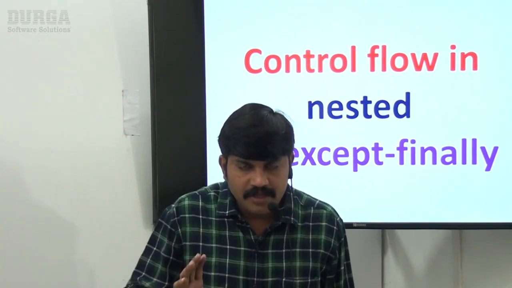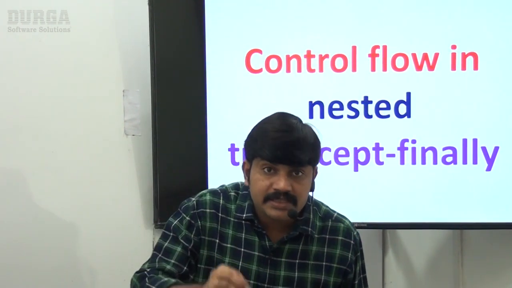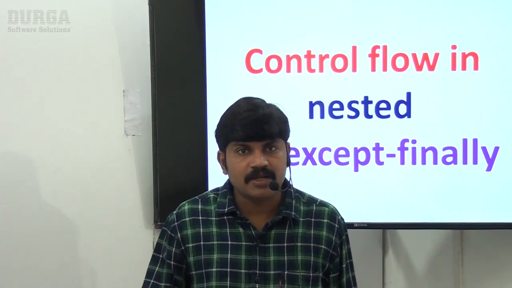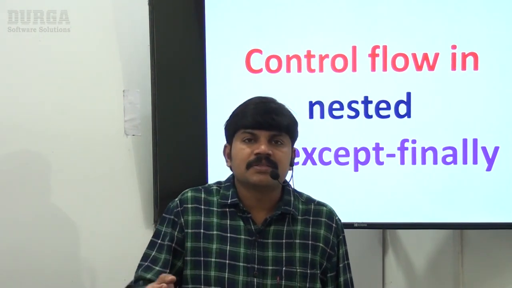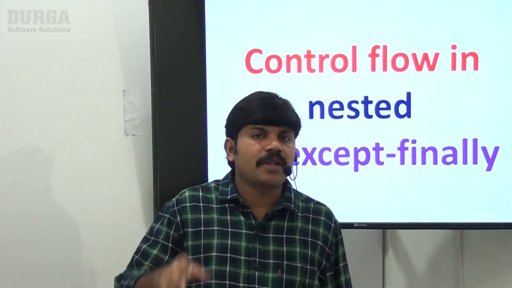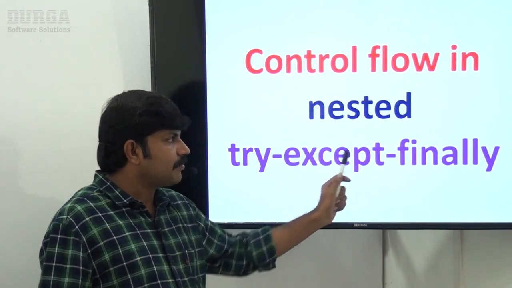Hi friends, in the last videos we covered very clearly about nested try except finally blocks, with the program and the example I covered. Now the next thing I have to discuss is control flow in nested try except finally.